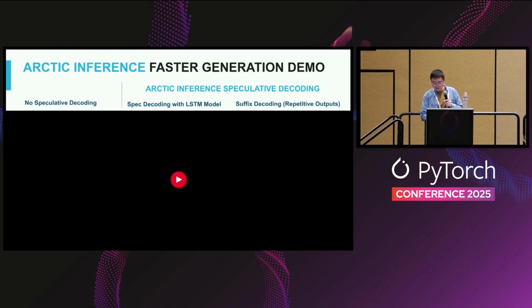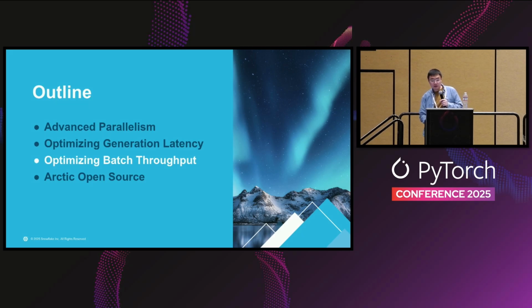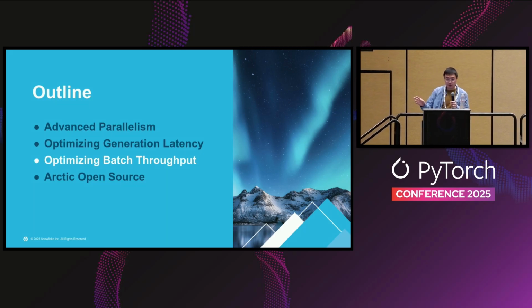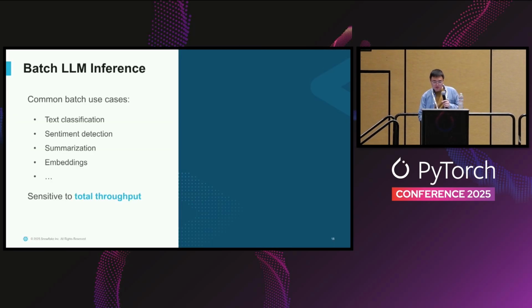OK, so next, I'll talk a little bit about how we're optimizing batch throughput. So batch inference. And I'm going to go a little bit faster through here. Batch inference involves running a prompt over a large number of documents or database rows. Some of the common use cases that we observe a lot in Snowflake include text classification, sentiment detection, summarization, and embeddings.